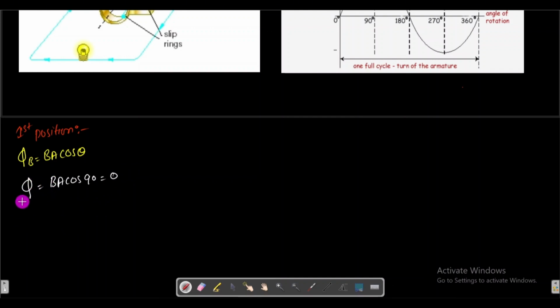According to Faraday's law of electromagnetic induction, the change in flux with time is directly proportional to the induced EMF. So in this case, when the flux is 0, the EMF will also become 0. The EMF is equal to 0.